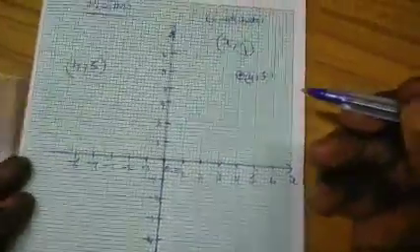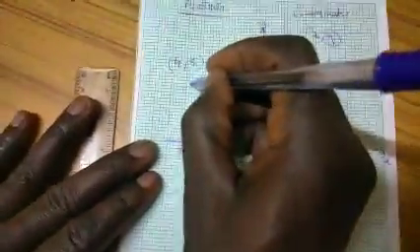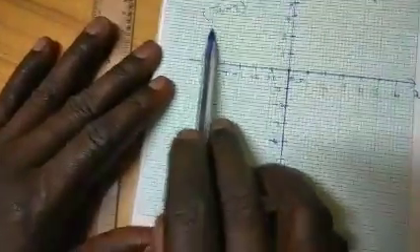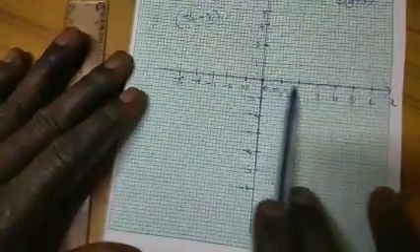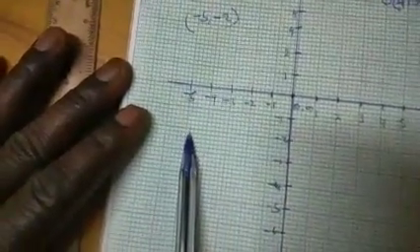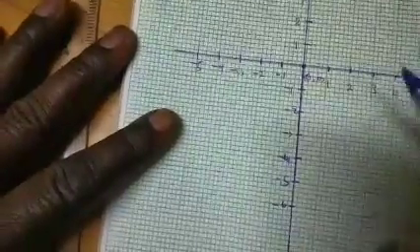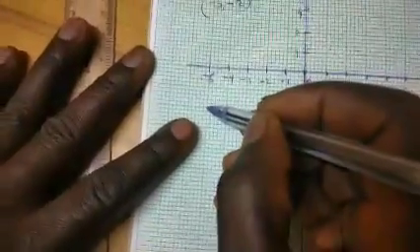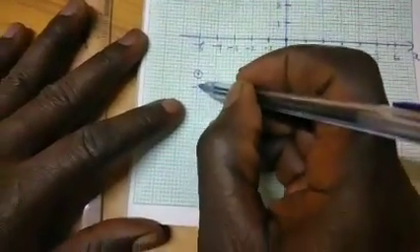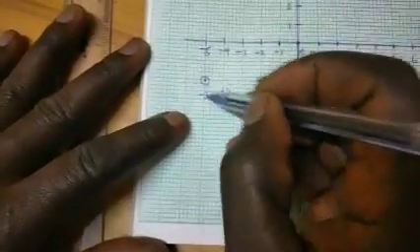If you are given a point, for example, negative 5, negative 2, to plot, then negative 5 is first found along the x-axis. So you move along the x-axis until you find negative 5. Then you move towards the y-axis until you find negative 2. So that is the point negative 5, negative 2.